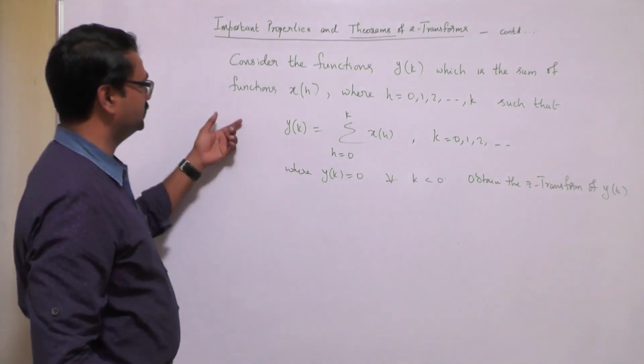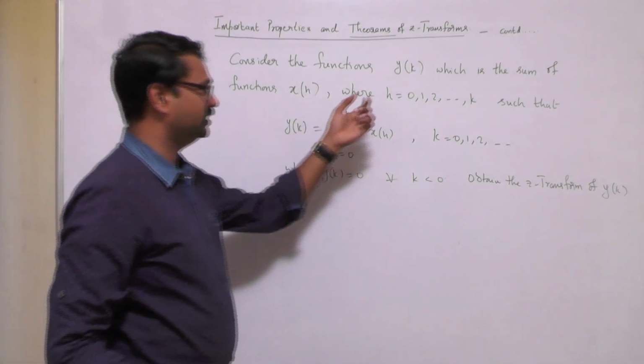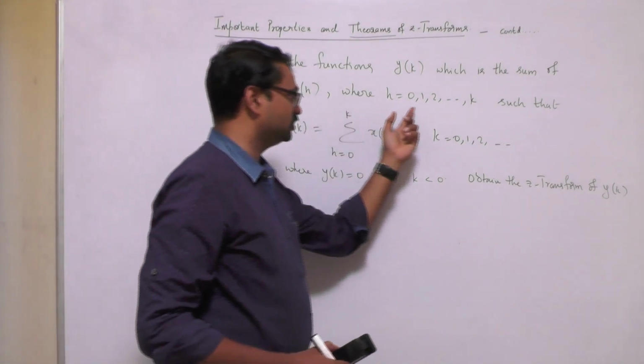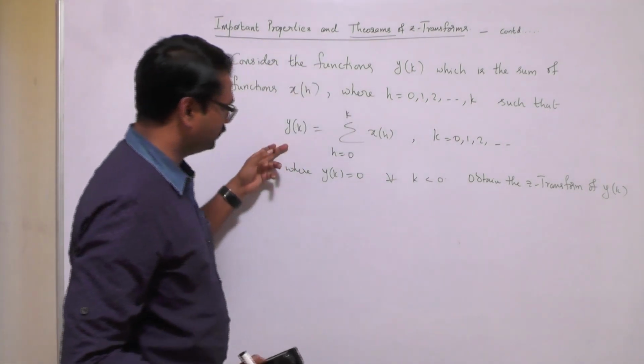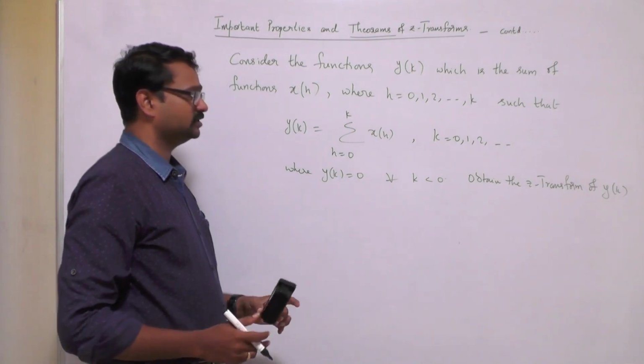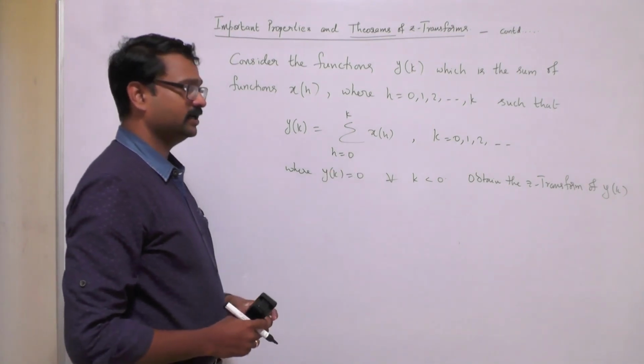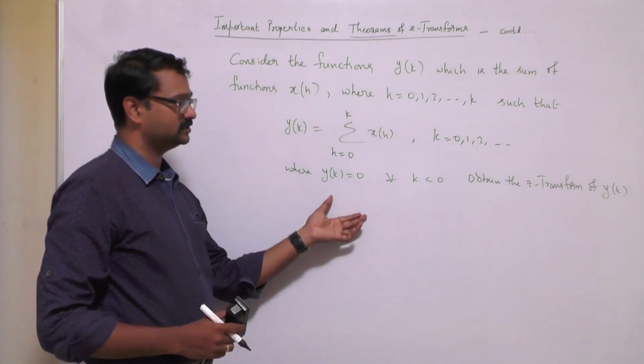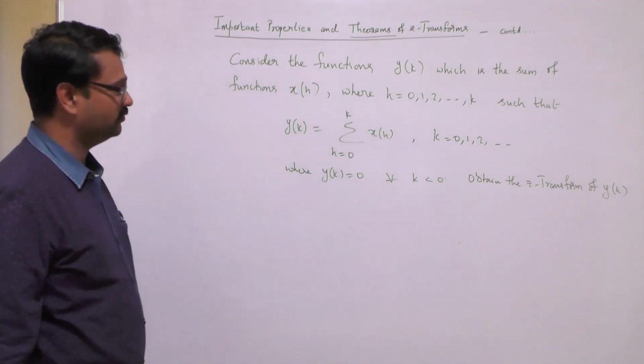Now let us consider the function y of k, which is the sum of functions x of h, where h is from 0 to k, such that y of k is equal to sigma h is 0 to k x of h, and k is varying from 0 to infinity, where y of k is equal to 0 for all k less than 0. Obtain the z transform of y of k.